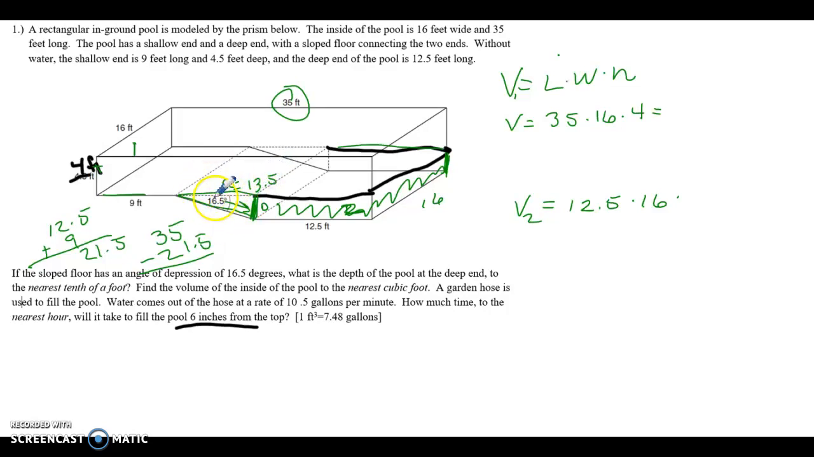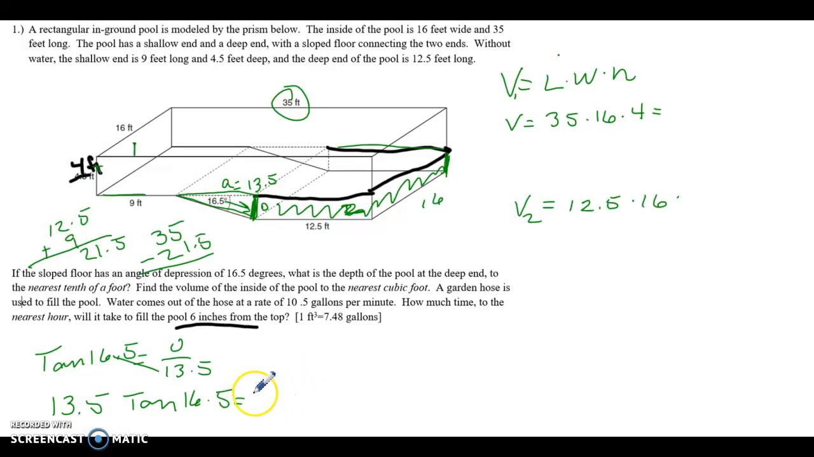And now I'm going to use a trig function, which is tan. I'm going to go down here, I'm going to say tan of 16.5 equals the opposite side over 13.5, and multiply. So you're putting 13.5 tan 16.5 into your calculator, and you get approximately 4. And so this is your height 4, which is going to be the same height.